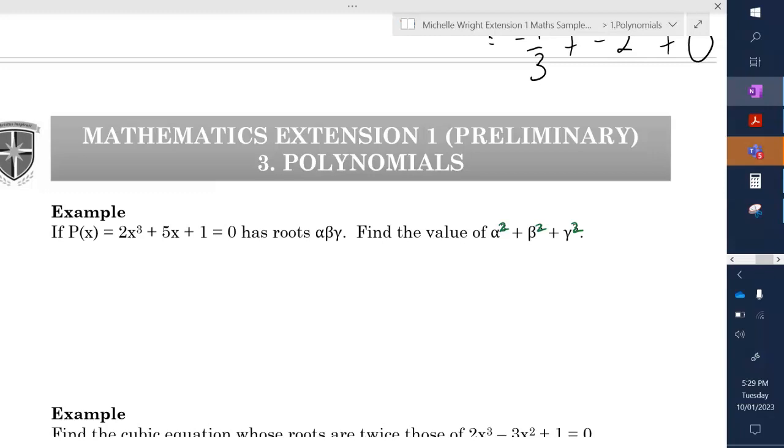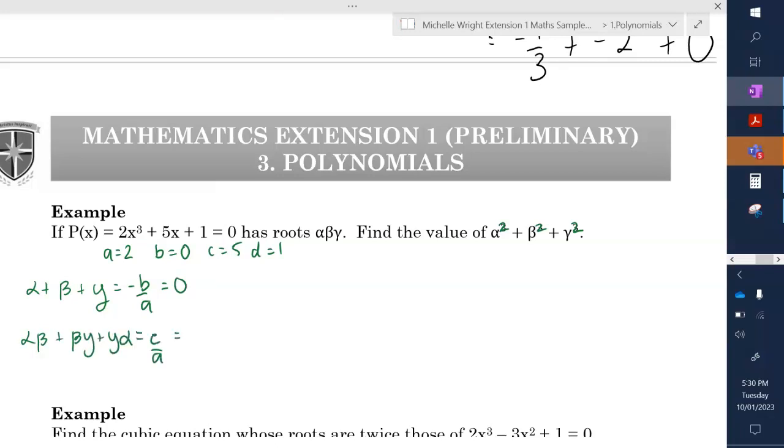It has the roots alpha, beta, gamma, and we're going to find what alpha squared plus beta squared plus gamma squared is. So we know that A is 2, we know that B is 0, C is 5, and D is 1. We know that the sum of the roots 1 at a time, alpha plus beta plus gamma, is minus B on A, which is going to be 0. We know that the sum of the roots 2 at a time is going to be C on A, which is going to be 5 on 2. And we know that the roots 3 at a time is going to be minus D on A, which is going to be minus a half. So we know that from what we've just looked at previously.